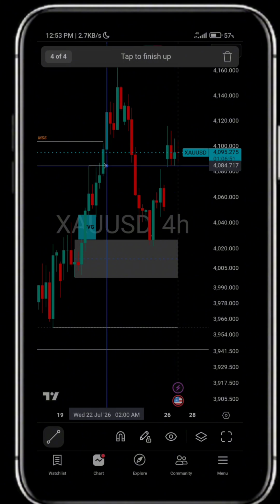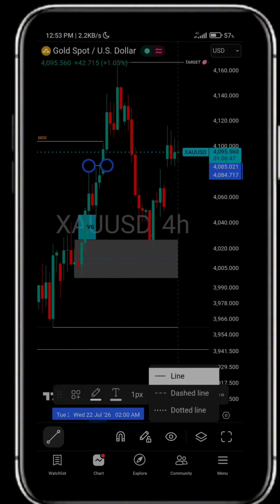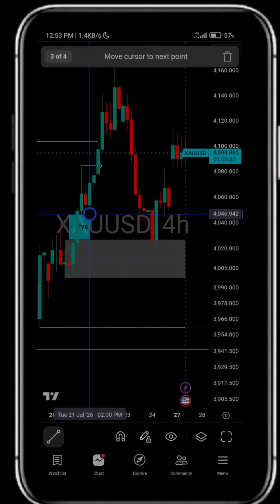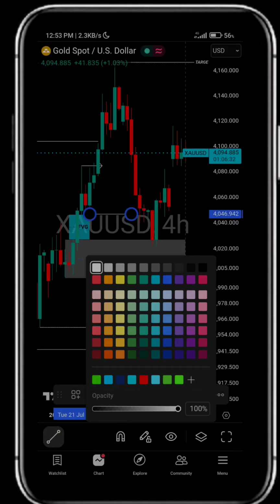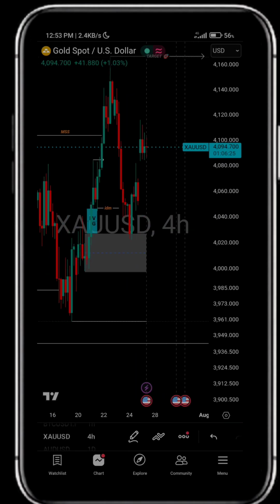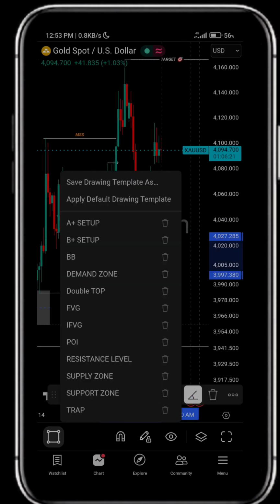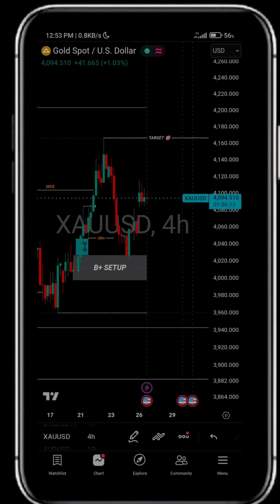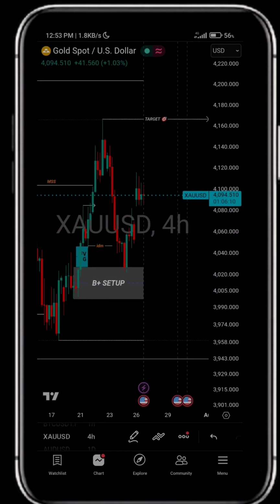This point was broken. It broke that structure there, so we're going to name what's below it an inducement. So we have our inducement. We have another B plus setup right here, and another B plus setup here. We can see the price tapped into the B plus setup and pushed up.